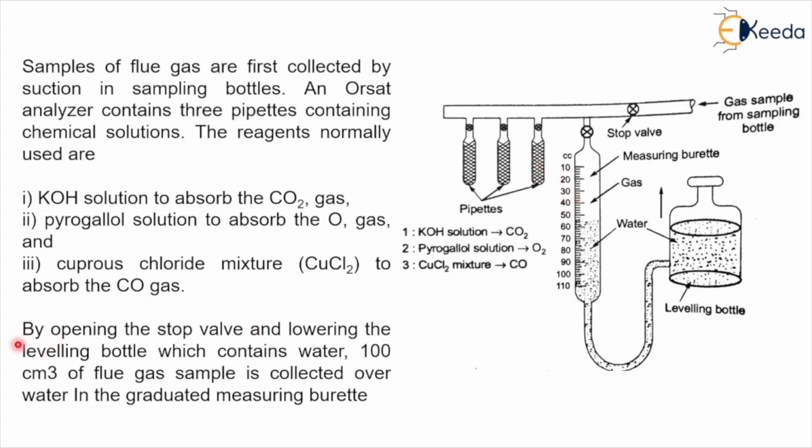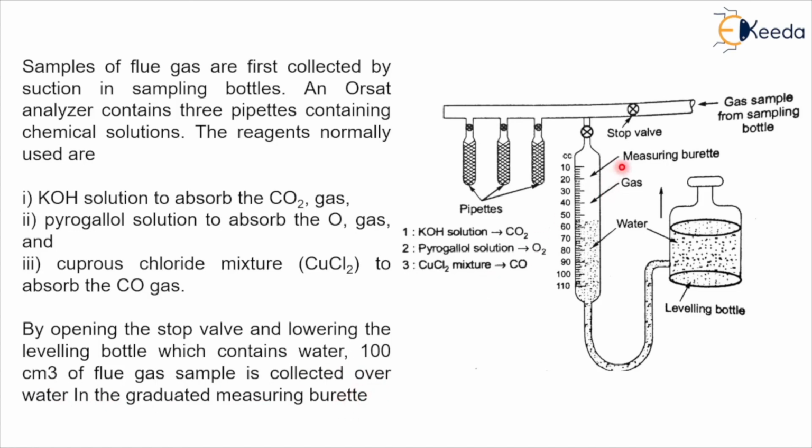Let's see. By opening the stop valve and lowering the leveling bottle which contains water. This is the measuring burette and this is the leveling bottle. In the leveling bottle, water is there. By opening the stop valve and lowering the leveling bottle which contains water, 100 cm³ of flue gas sample is collected over water in the graduated measuring burette.